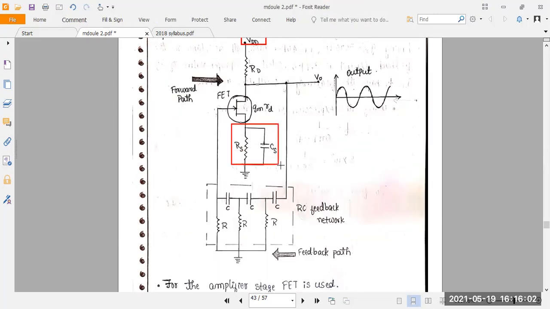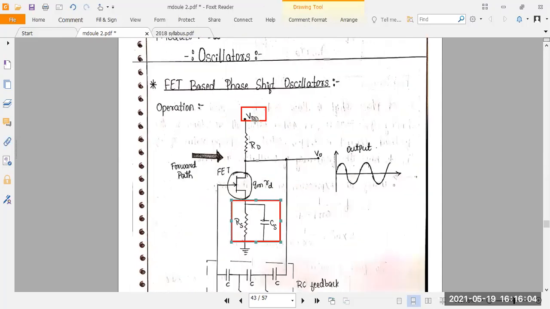Source is connected to RS and CS. The drain is connected to VDD, and the source is connected to RS and CS. RS is source resistance, CS is source capacitance. So both elements are connected to the source side. Understood?